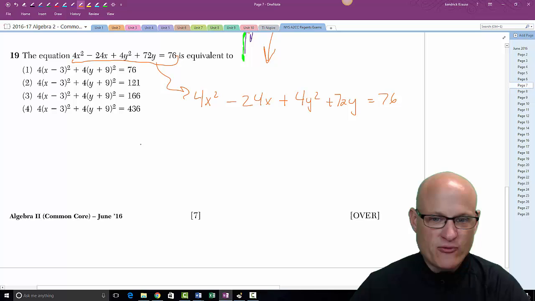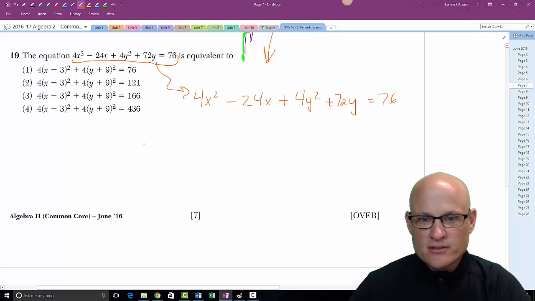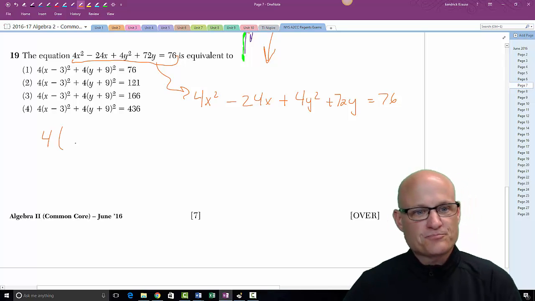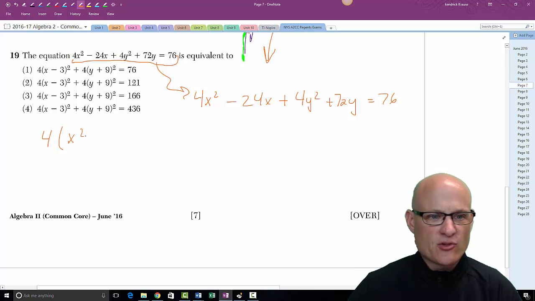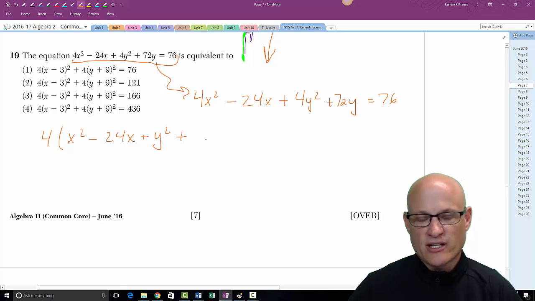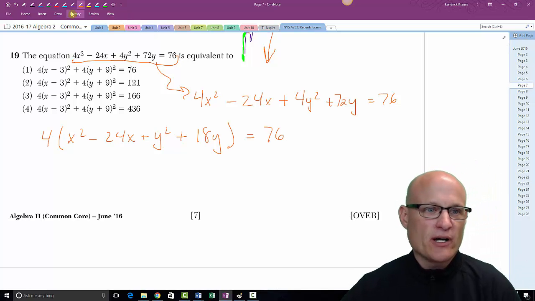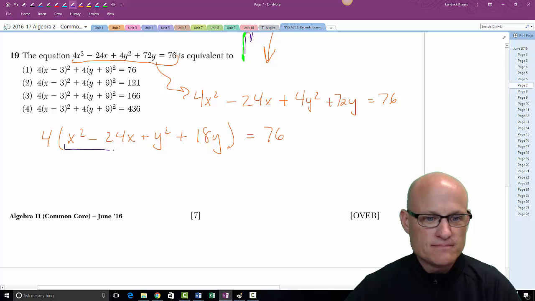So on the left side, I'm going to factor out a 4. I'm left with 4 parentheses x squared minus 24x plus, oh excuse me, I took out the 4, y squared plus, okay, 72 divided by 4 is 18y equals 76. All right, I'm going to do completing the square on this right here. It's going to be a little tricky.